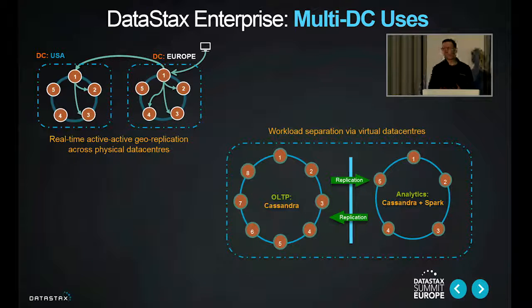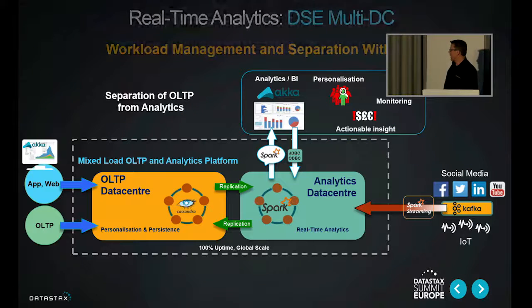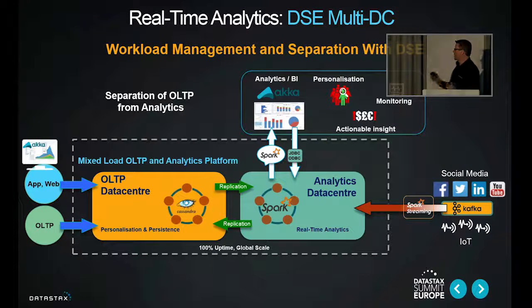We can use it for workload separation, so we can have an OLTP data center of Cassandra nodes, and we can have an analytics data center of Spark and Cassandra nodes. We don't want to impact the performance of our OLTP data center by running analytics on it, so we can separate it out. So as the data comes into our analytics data center, it can be examined, analyzed, actioned, but it can also be replicated over to our OLTP data center. And that gives us a reference architecture, something like this.